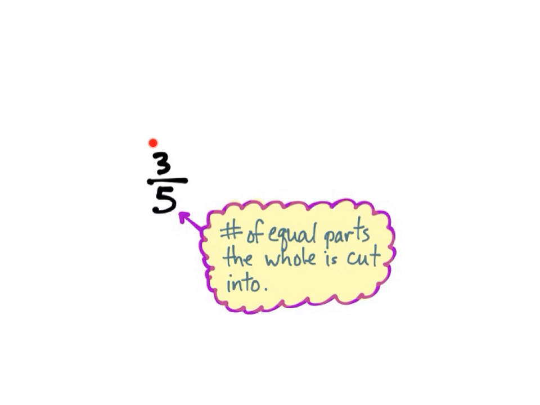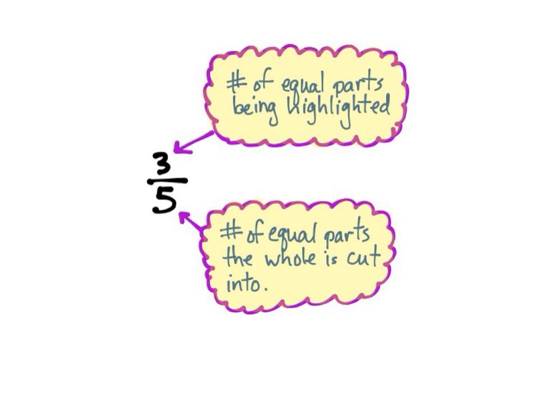How about the numerator? What does the numerator 3 mean? It means the number of equal parts that are being highlighted. Maybe we have 3 pieces, or we've eaten 3 pieces, or 3 of our pieces have been shaded in. And so that's what that numerator means. So the denominator: the number of equal parts the whole has been cut into. The numerator: the number of equal parts being highlighted. Teachers, you may want to consider making this a poster and sticking it up on your wall and having your students practice the meaning of the fractions every day. Okay, let's get moving.